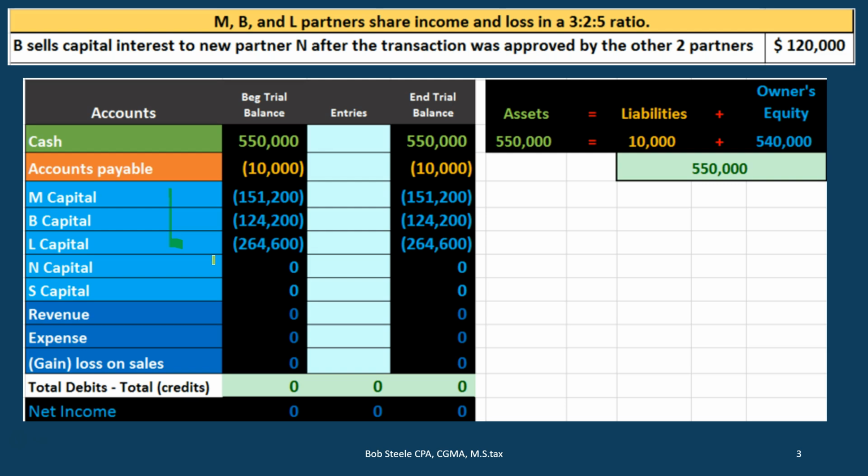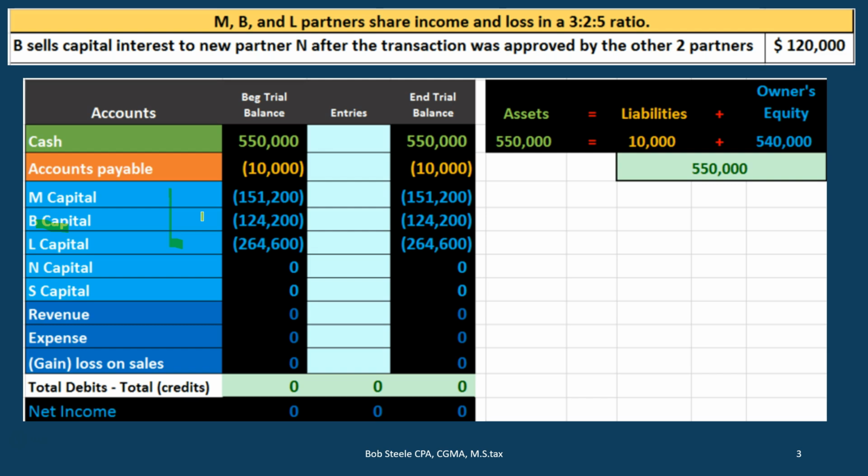The transaction is between B and the new partner, N, meaning that there is $120,000 exchanging hands here, going from one account to another, but it's not going to the partnership account. Therefore, the partnership is getting nothing. So when we ask the question, is cash affected in terms of the partnership, in this case, no, it's not affected. The agreement, the deal, is between B and N.